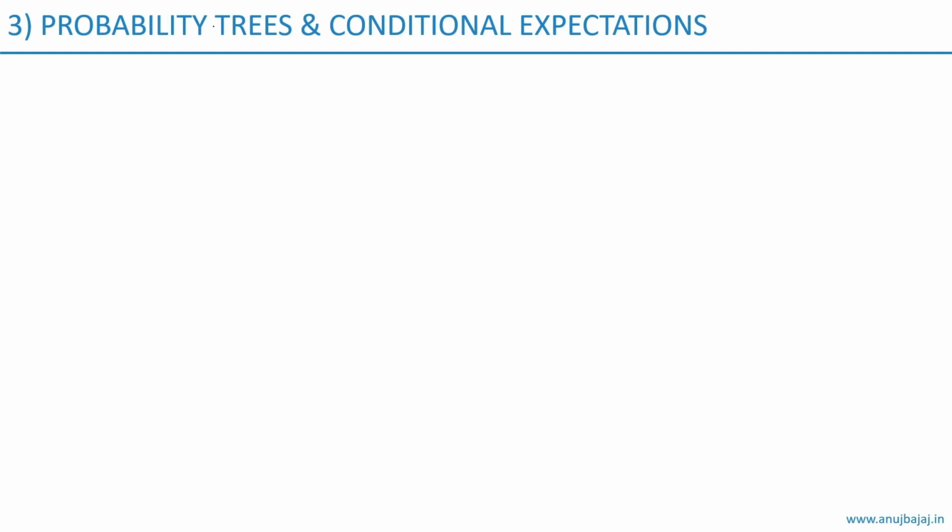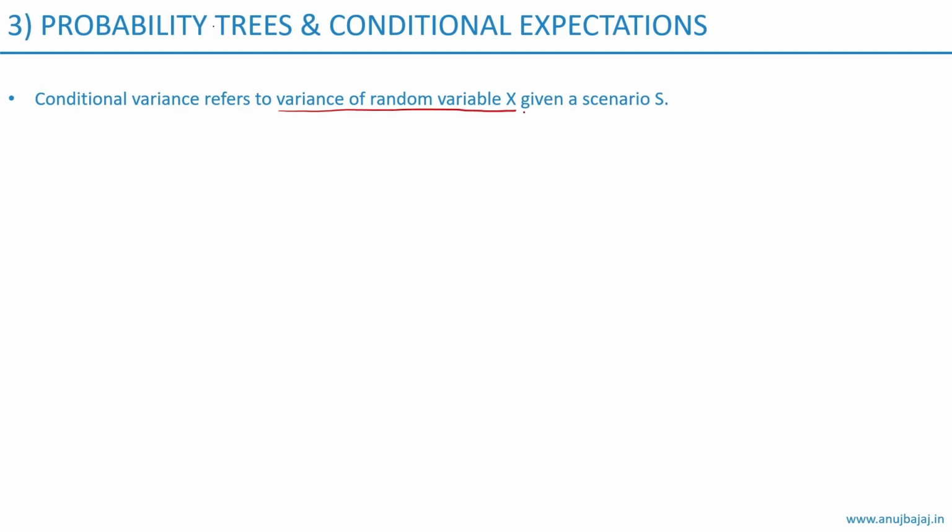So just like we have conditional expected value, we also have conditional variance. Conditional variance refers to the variance of a random variable X given a scenario S. You do not have any numericals on the conditional variance. You just need to know that just like conditional expected value, we also have conditional variance, and it is represented by sigma square X given a scenario.